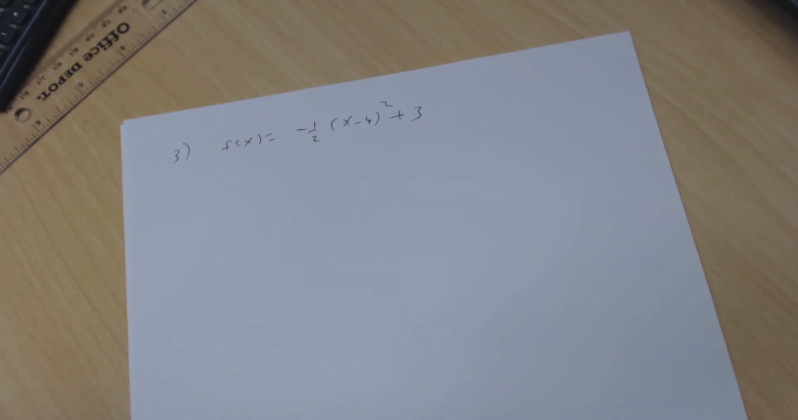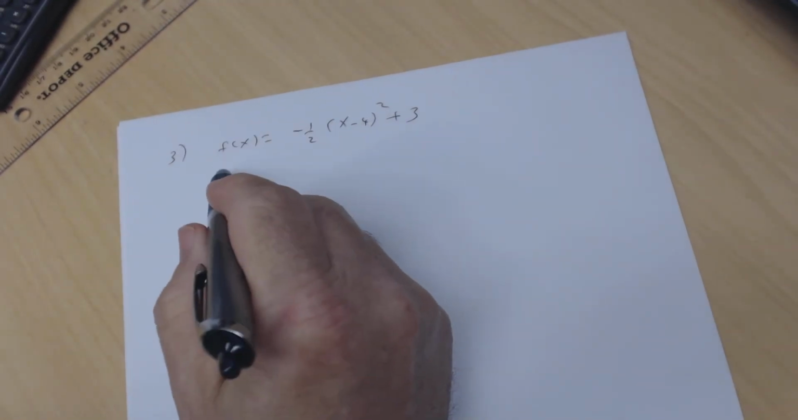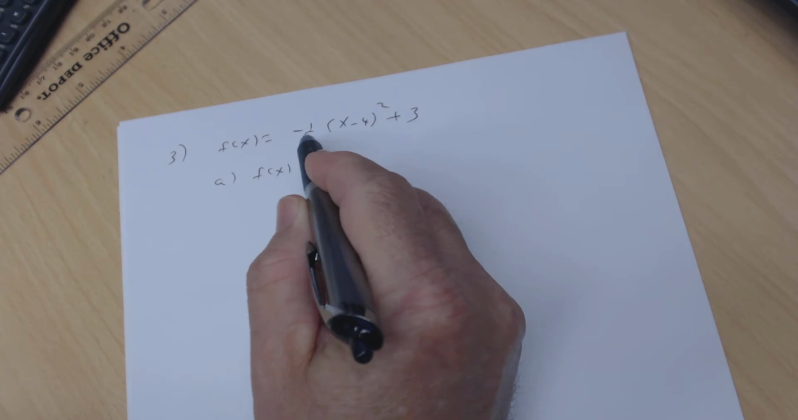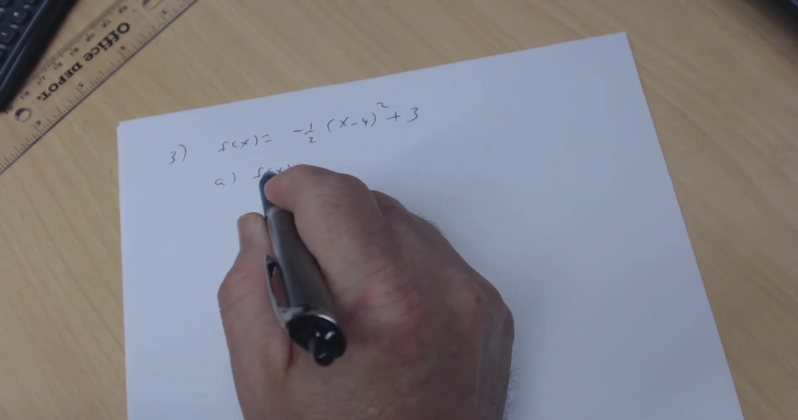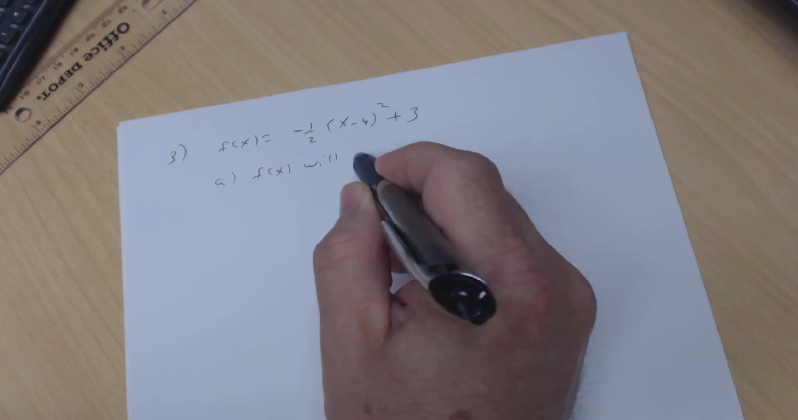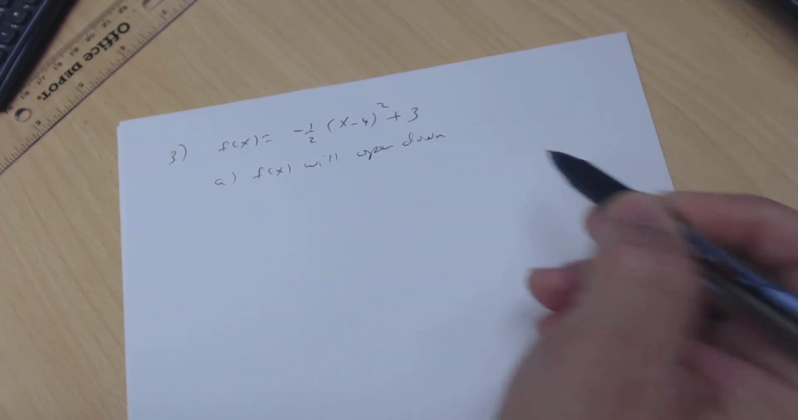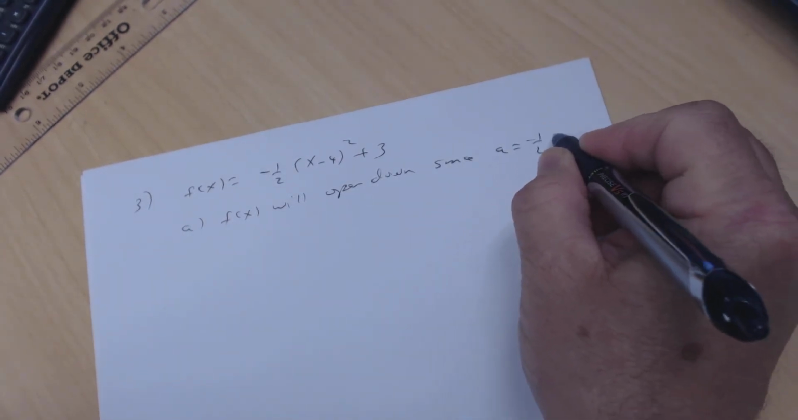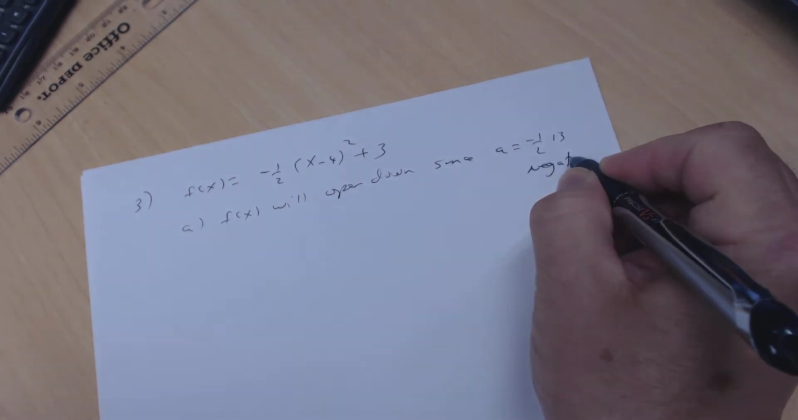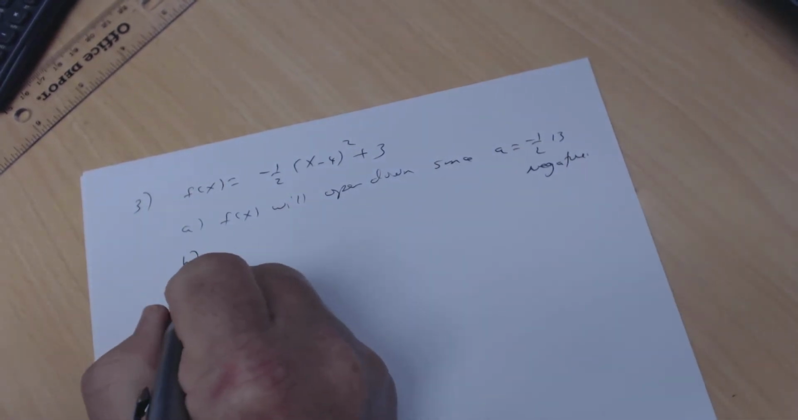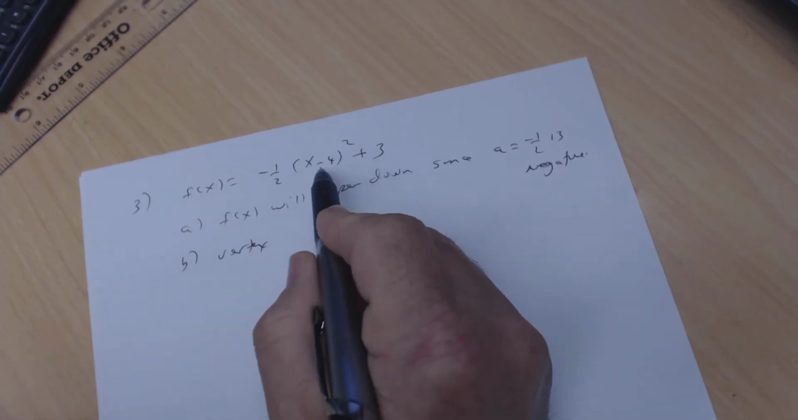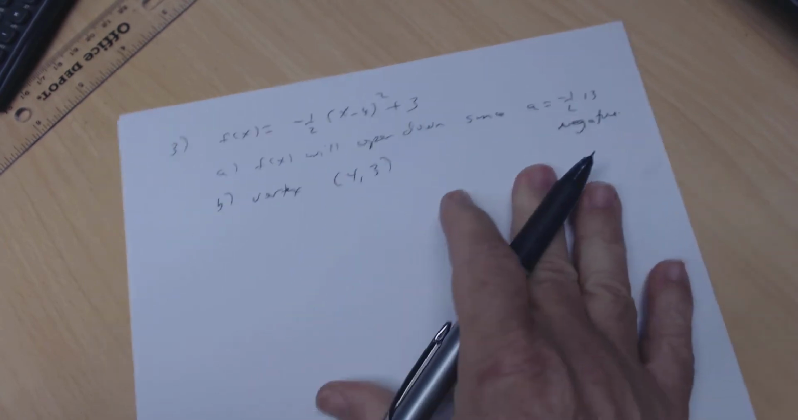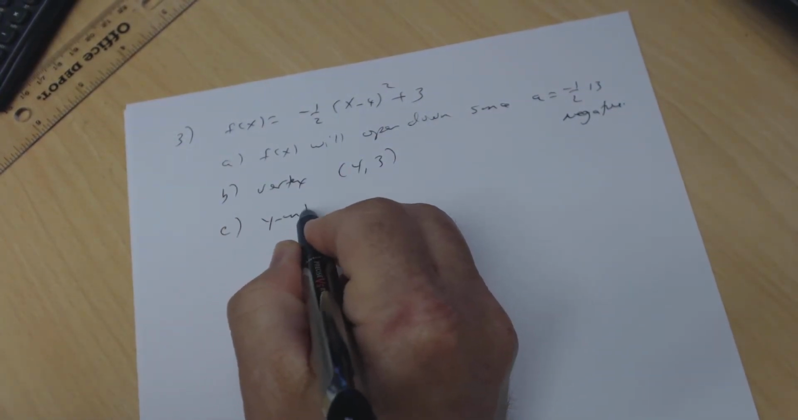All right, so we know that f of x, now remember, a here is negative. So the parabola will open down, since a equals negative 1/2 is negative. Part B is where you find the vertex. Remember, it's x minus h, so h here is 4, comma 3. The vertex is (4, 3).